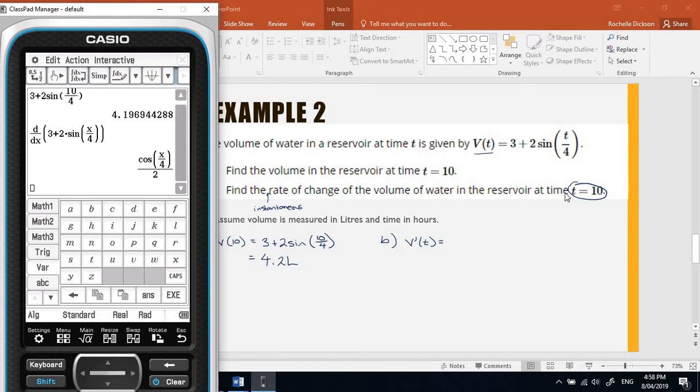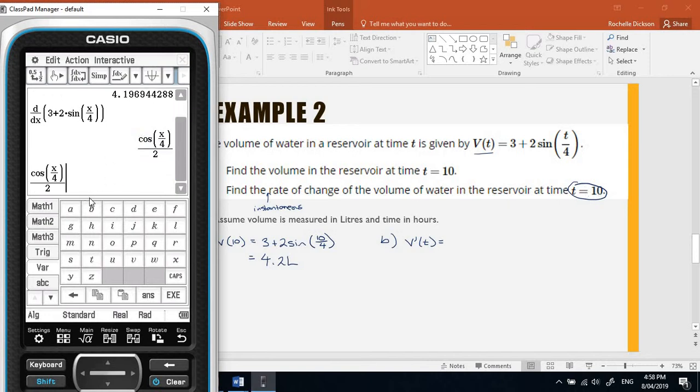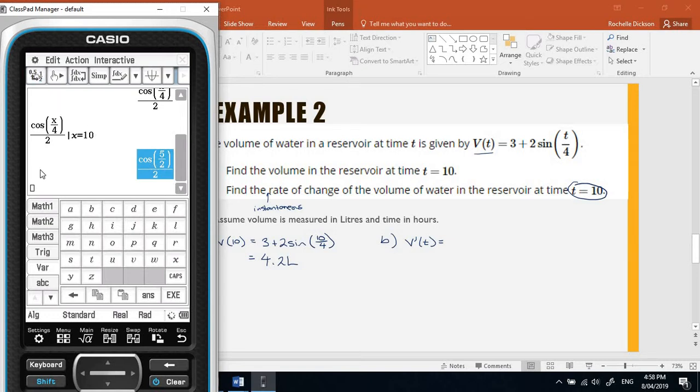Now I actually want to find the rate of change at time t equals 10. So I can now choose to substitute in, when I've used x instead of t, remember, x equals 10. And if I want to give this as a decimal, we've got our decimal negative 0.4. So that means that the water in the reservoir is decreasing because my rate is negative. So it's decreasing at a rate of 0.4 litres per minute.